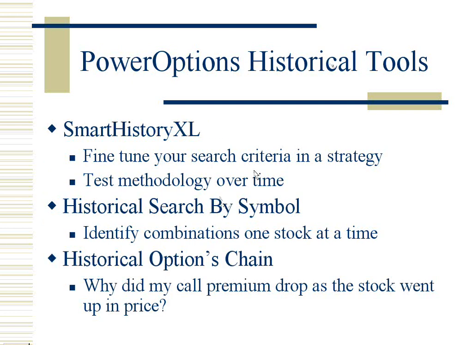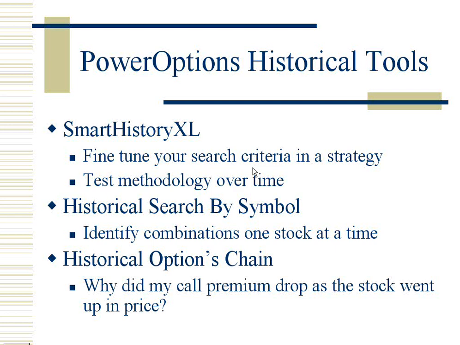Okay. Now there's three basic tools in the PowerOptions historical suite of tools. The first is the Smart History Excel. Just as we have the search capability on PowerOptions in each strategy, the Smart History Excel allows you to run the historical searches using the same criteria setup. So if you have a specific search that you use for covered calls or naked puts, maybe for some of the credit spreads, you can go back in time and see how your search parameters would have worked for the results that were found at a given time period. It also allows you to test that methodology over time.